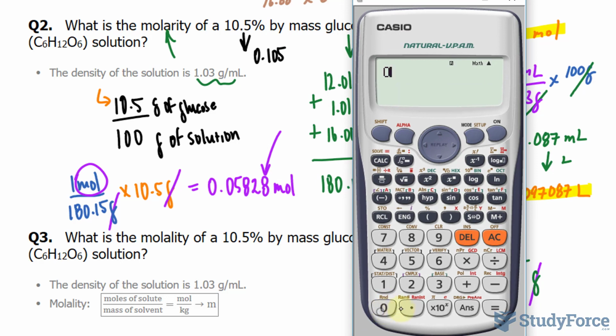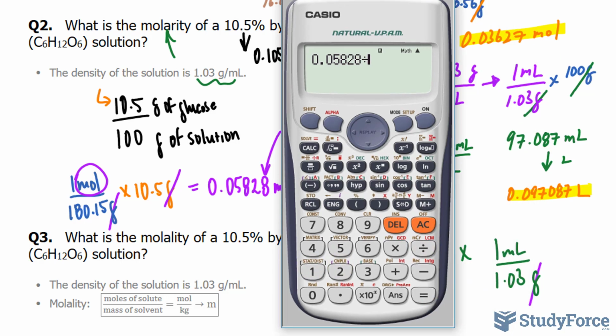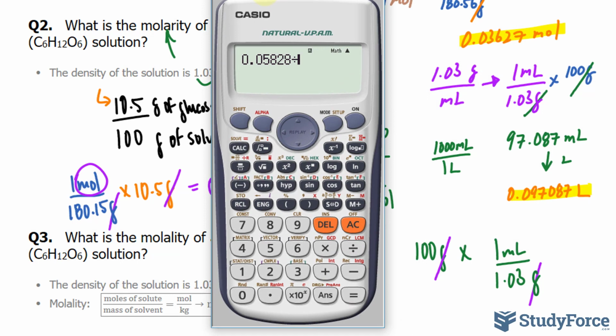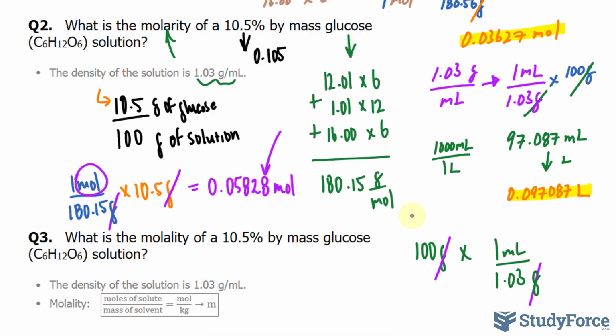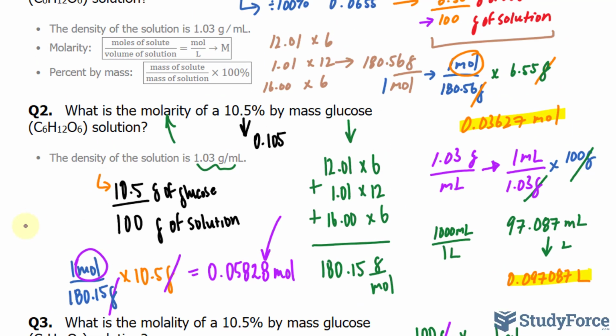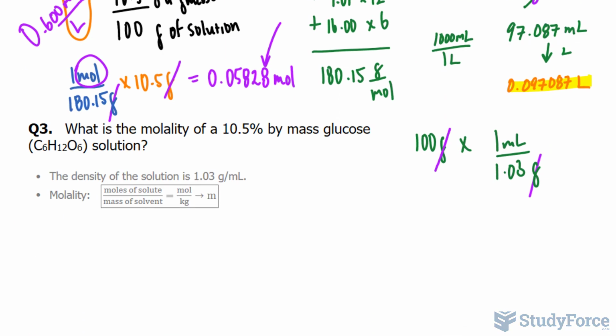So let me rewrite this, 0.05828, and remember, this has to be 3 significant figures because they're percent-wise. Dividing that by the number that we found earlier, so I'll click answer, and we end up with 0.600 moles per liter. 0.600 moles per liter, and by all means you can represent this with the capital letter M instead for molar. Let's move on to question 3.